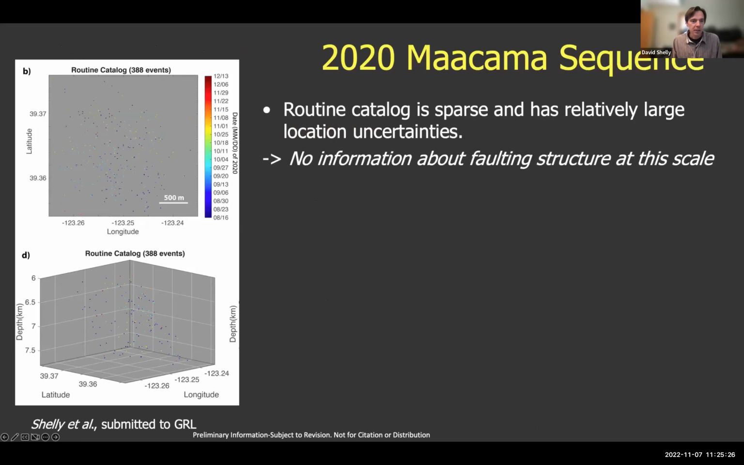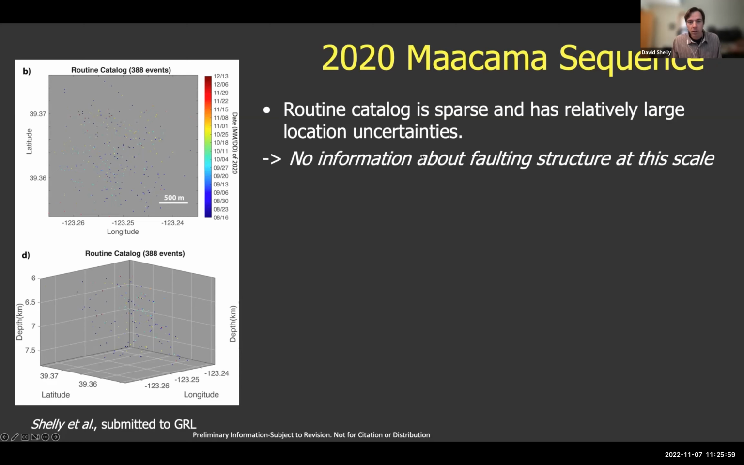Okay, so this plot is showing a map view and a cross section of the routine earthquake catalog for this area. And you may not even be able to see the dots here. But essentially it's just a diffuse cloud of seismicity. The location uncertainties are as large as any location differences among these events. So essentially we have no information about faulting structure at this scale from the routine catalog.